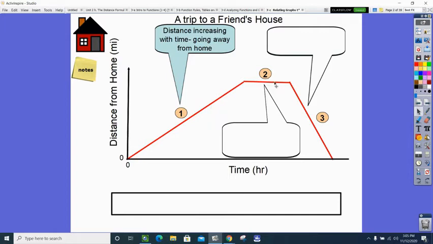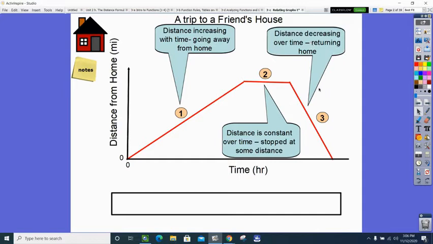The second piece, notice that it flatlines, it goes horizontal, and that means that my distance from home is no longer changing here. So I would think that I've gotten to my friend's house, and now maybe we're watching a movie, playing some video games, shooting some hoops on the driveway, we're doing something at my friend's house. The last piece takes my distance from home and decreases it, which shows that I'm returning to home.